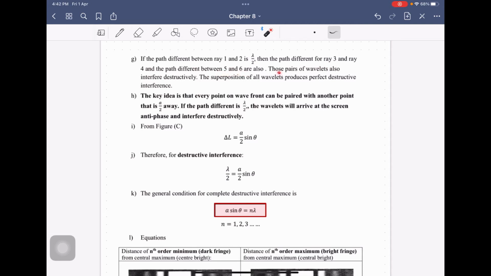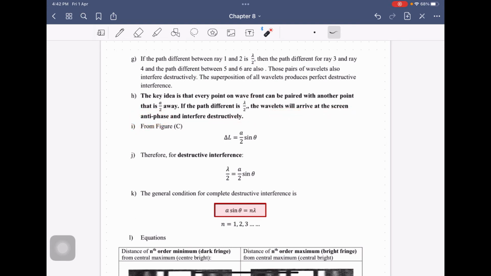Okay, so maksudnya those pair of wavelet akan interfere destructively. The superposition of all wavelet akan produce perfect destructive interference. Alright, so the key idea that every point on the wavefront can be paired with another point that is A per 2 away. Okay, so kalau kita lihat tadi kan ray 1 dengan ray 2, dia punya distance adalah A per 2.